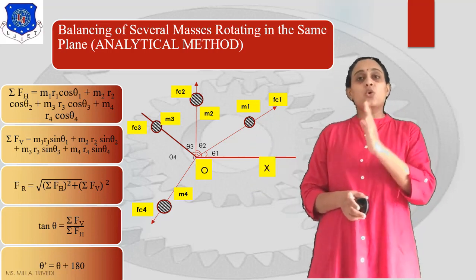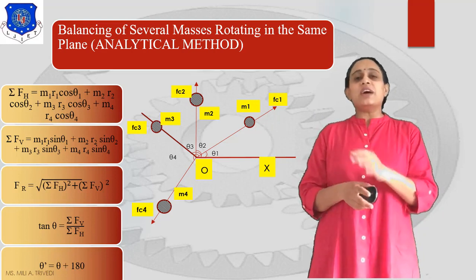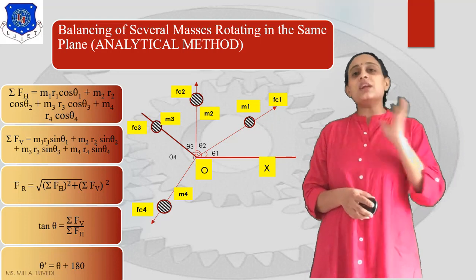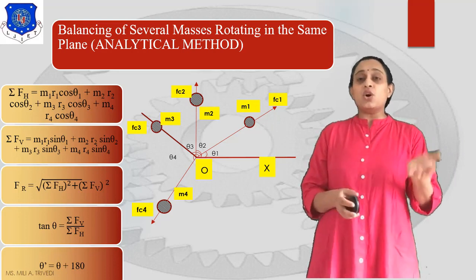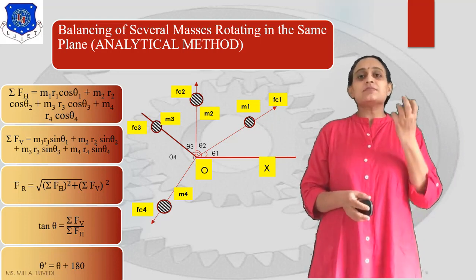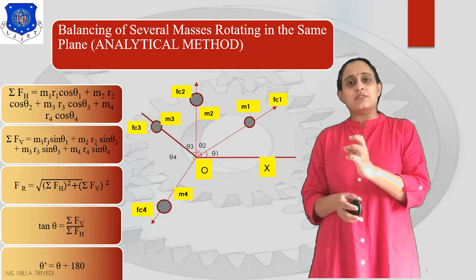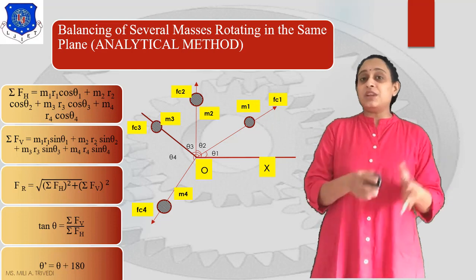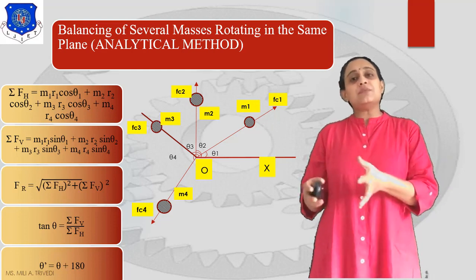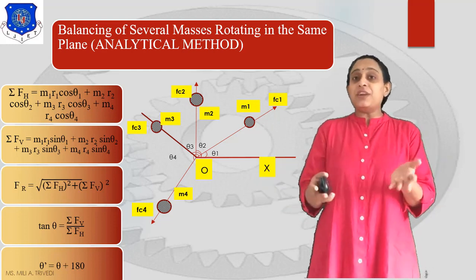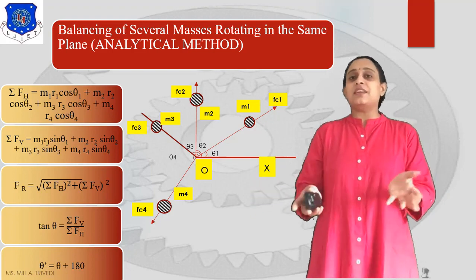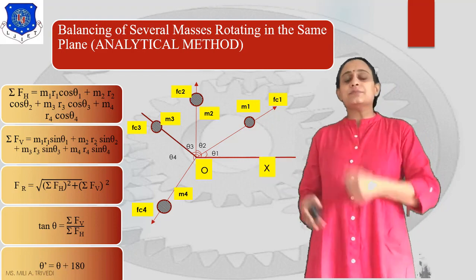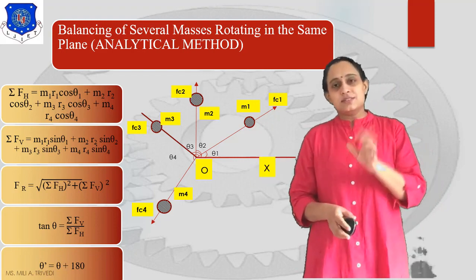Now in our case, what is FC? It is m omega square r. Omega square is constant for everything, hence we can neglect it. So what can we write for horizontal force? We write m1r1 cos theta 1 plus m2r2 cos theta 2 plus m3r3 cos theta 3 plus m4r4 cos theta 4, and if we have n number of masses, plus mn rn cos theta n.